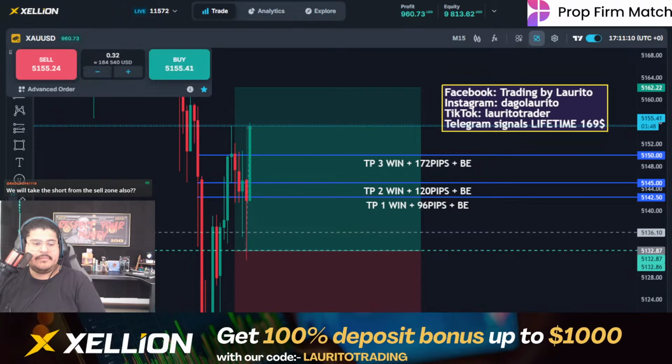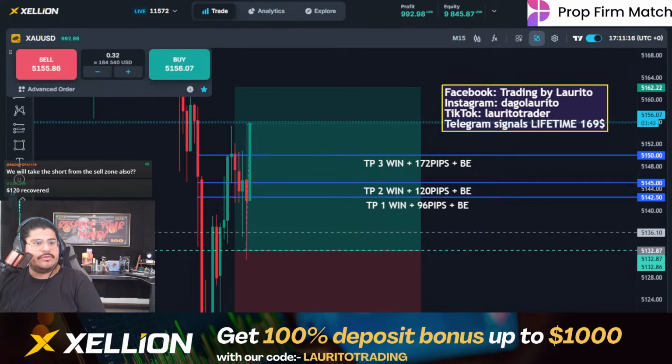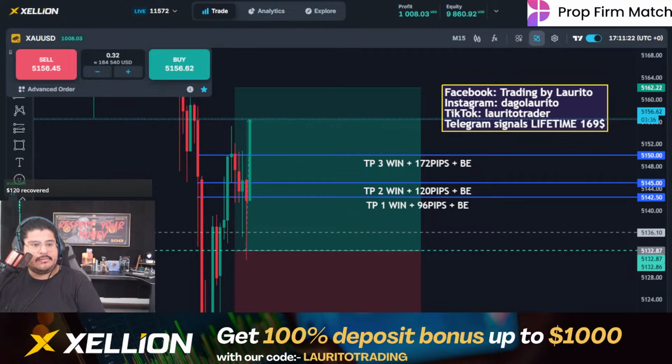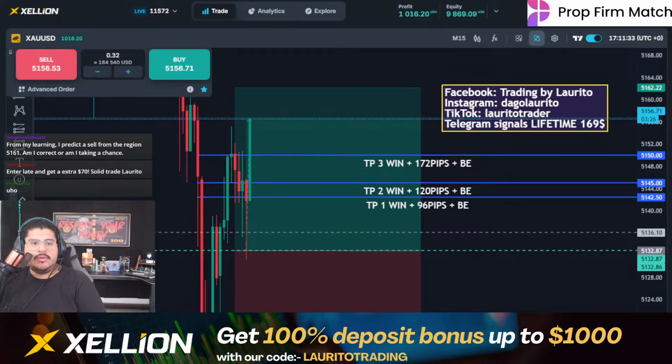At this moment, let's focus on this trade. Okay, who is still holding Usumi? $120 recovered. That's beautiful. That makes me happy, my friend. Thanks God.